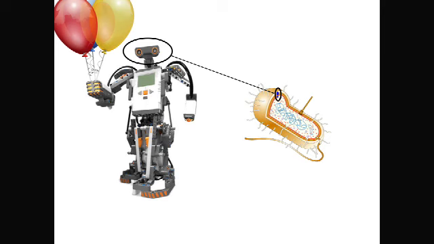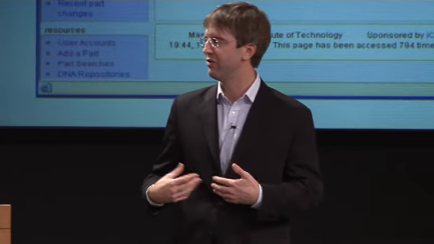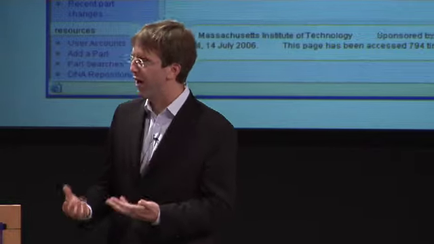So here's a part, M30109, which is a light responsive system. This is a primitive eye. Again, this is going to work inside bacteria. The E. coli that live in your gut are typically in the dark, so they're not naturally directly responsive to light. And so by adding this part to E. coli, you can have them have a programmable light sensor, if that makes sense.